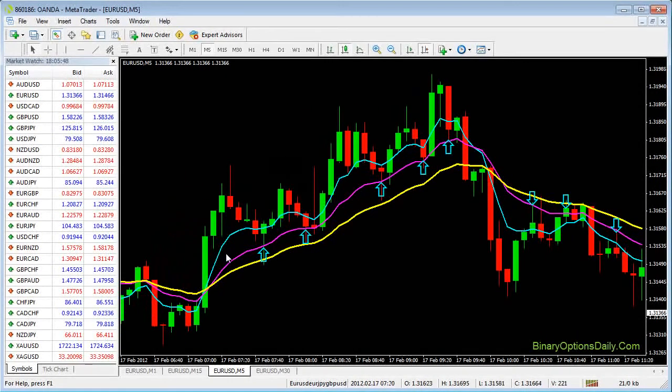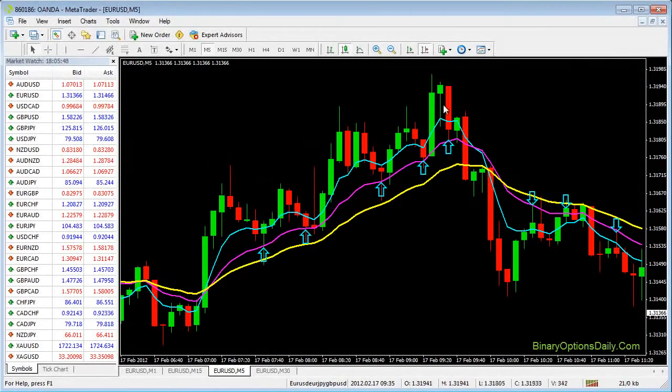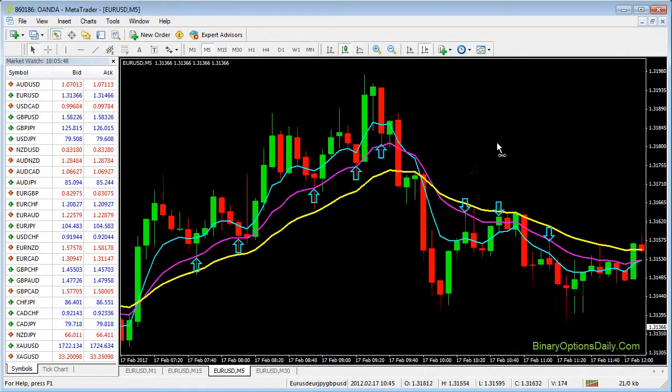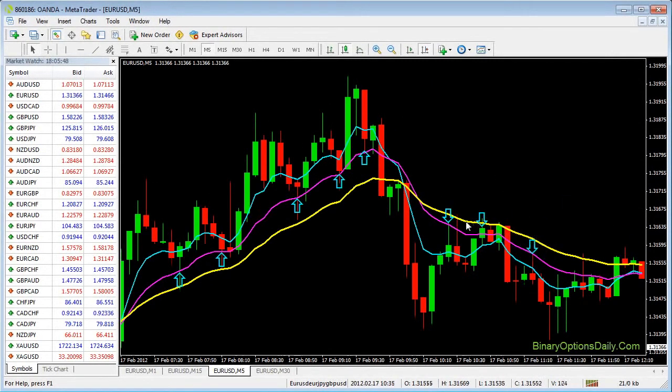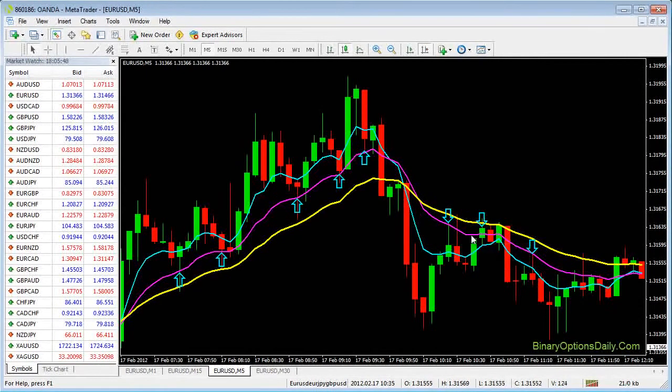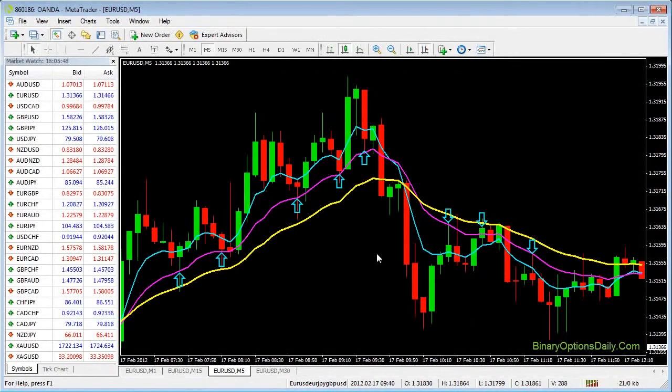So anyway, guys, I hope you have enjoyed this video, and as I said, what I'm looking for is just a trend guide. If the blue is above the magenta and the 26 is on the bottom, then we'll be looking for an uptrend. And then if you see the exact opposite, where the 26 is on the top, the 14 is in the middle and the 6 is on the bottom, then we'd be looking at a downtrend, and we'd be looking for puts.